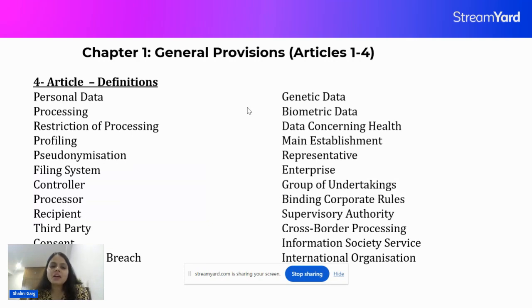International organizations are organizations which are governed by international law, established by agreement between countries. So this is known as international organization. This is the crux of the definition. I have covered all the 26 definitions, but you have to read them on your own for a deeper understanding. If you have any doubt, you can clear it with me, okay?